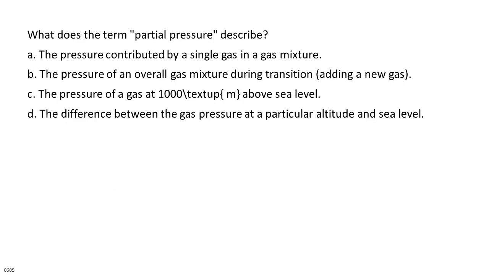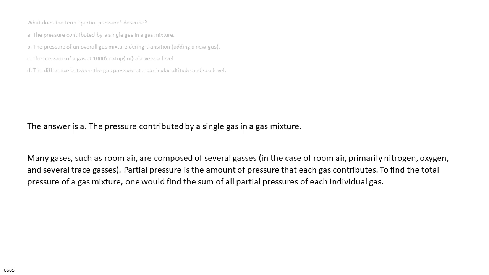What does the term partial pressure describe? A. The pressure contributed by a single gas in a gas mixture. B. The pressure of an overall gas mixture during transition, adding a new gas. C. The pressure of a gas at 1000 meters above sea level. D. The difference between the gas pressure at a particular altitude and sea level. The answer is A. The pressure contributed by a single gas in a gas mixture.